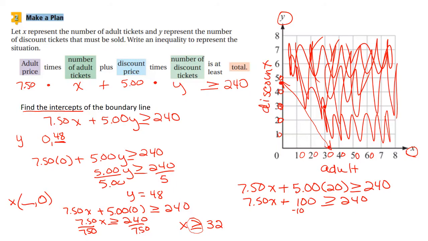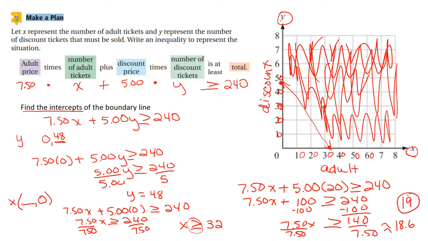So let's subtract 100 from both sides. So that's going to be 140 greater than or equal to 750x. And so when we divide both sides by 750, we have 140 divided by 750. It would be approximately 18.6. So we would actually need to sell 19 of the adult tickets if we sold 20 discount tickets. And that's pretty close to what we thought it would be, somewhere around the 20. So that's good.